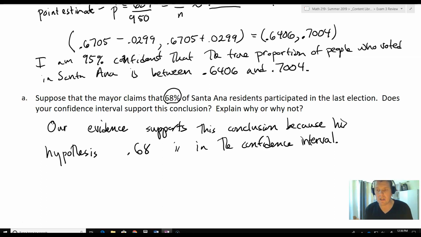If it's not in the interval, and be careful, listen to this carefully, if it's not in the interval, then we don't have evidence to support that conclusion. Okay, and we have evidence one way or another that it might be greater than or it might be less than. All right, so that completes this video.